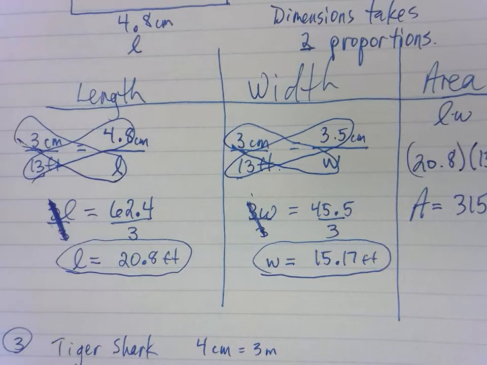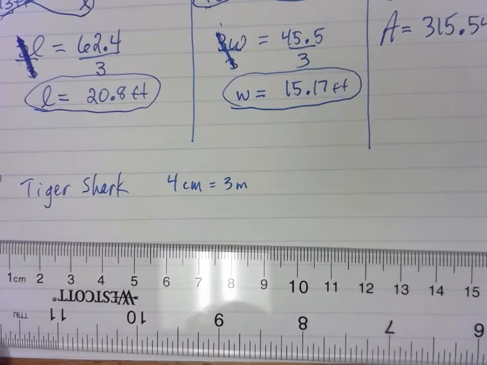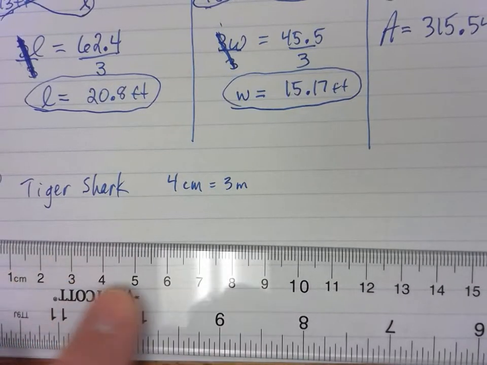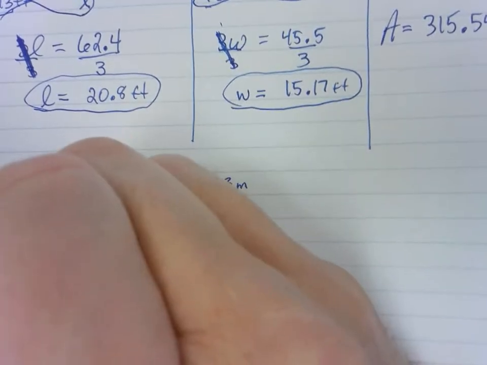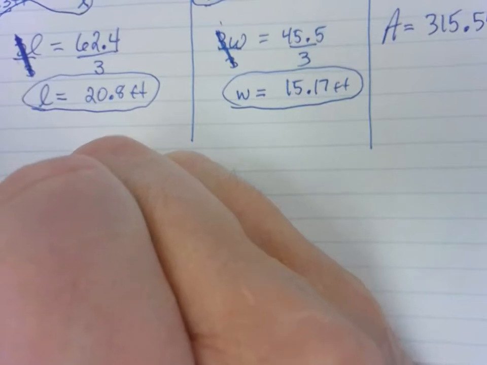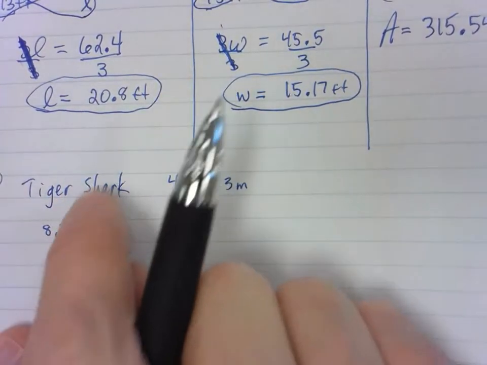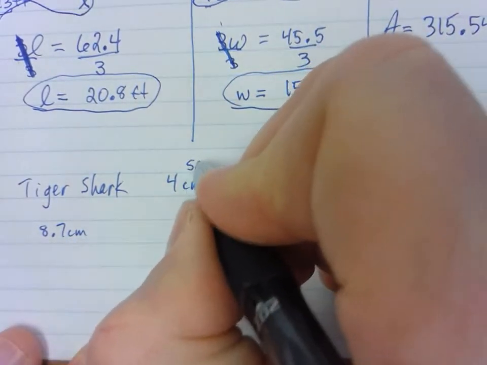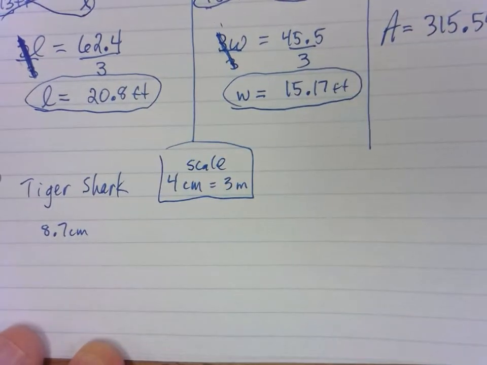Let's say you get your ruler out and you measure the tiger shark from here to here, and let's say it comes up to be 8.7 centimeters. So we know the tiger shark on the page is 8.7 centimeters. We know the scale is this right here. So now, of course, you only have to do one proportion.